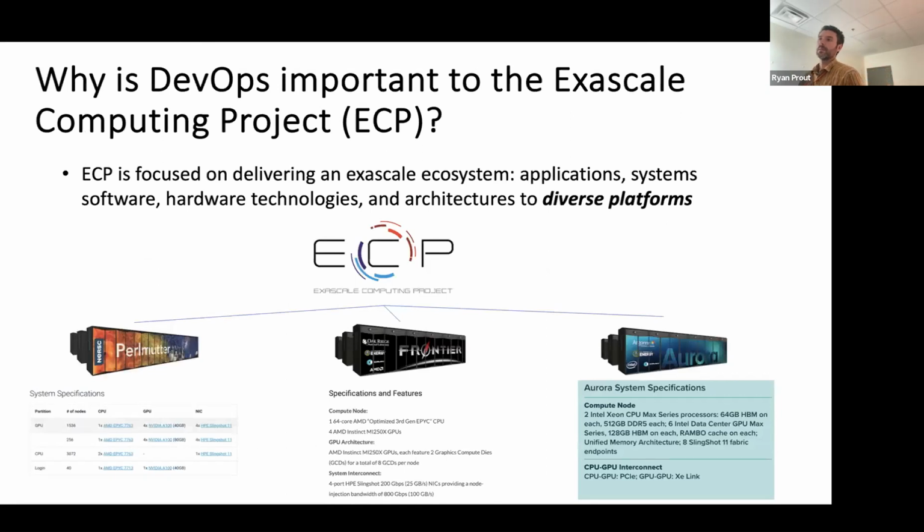Why is DevOps important to the Exascale Computing Project? The ECP has been focused on delivering an Exascale ecosystem, application, system software, hardware technologies, and architectures to these diverse platforms. You can look at the specs and get an idea of how diverse and big they are. A lot of the folks are trying to get as much performance out of these machines as they possibly can. And in order to test your performance, you have to have your code tested in that environment. That's one of the core drivers of this.